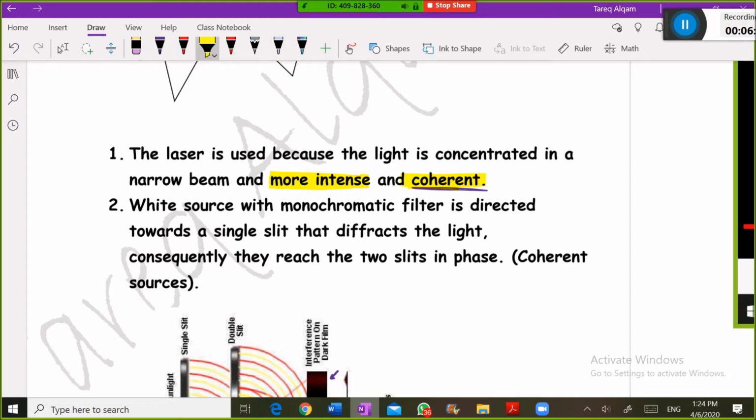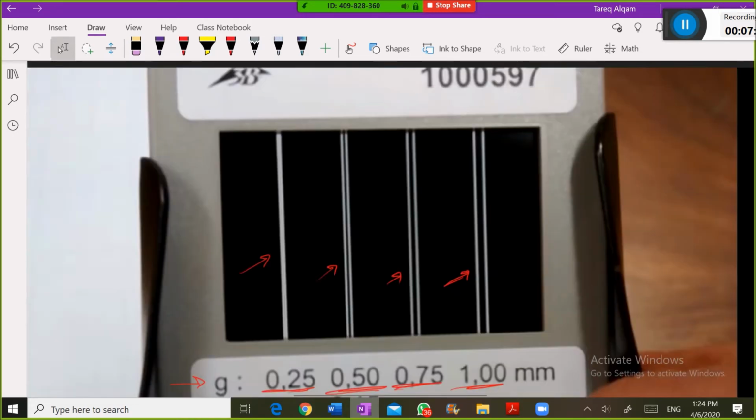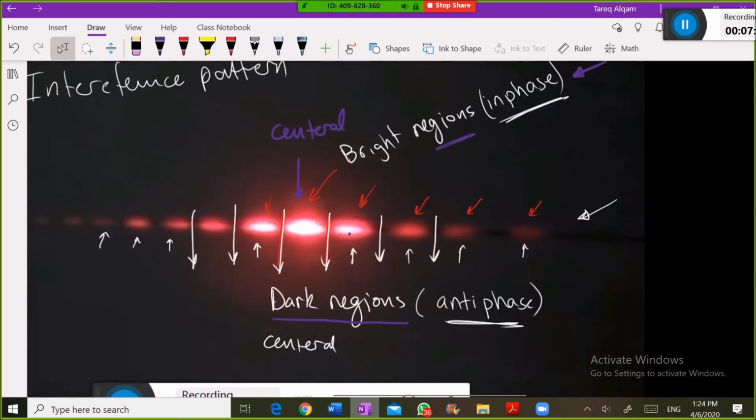Guys, in order to observe an interference pattern, listen to me, this is an important point, guys. In order to observe interference patterns means what? A series of equally spaced bright dots, this is an interference pattern. To observe this interference pattern, the light must be coherent, or the light that is outgoing from the slits should be coherent. If it is not coherent, what happens? We did not observe this pattern.